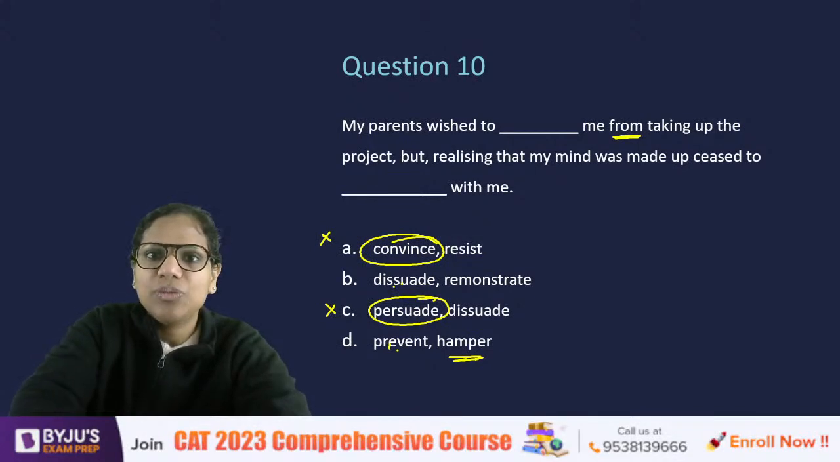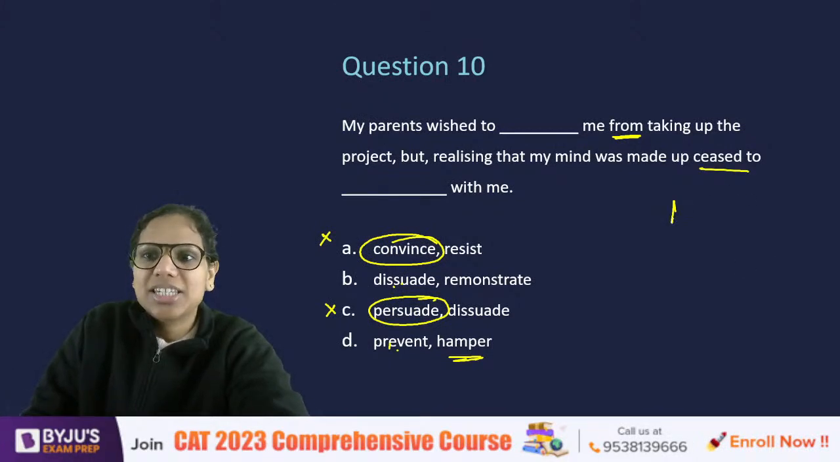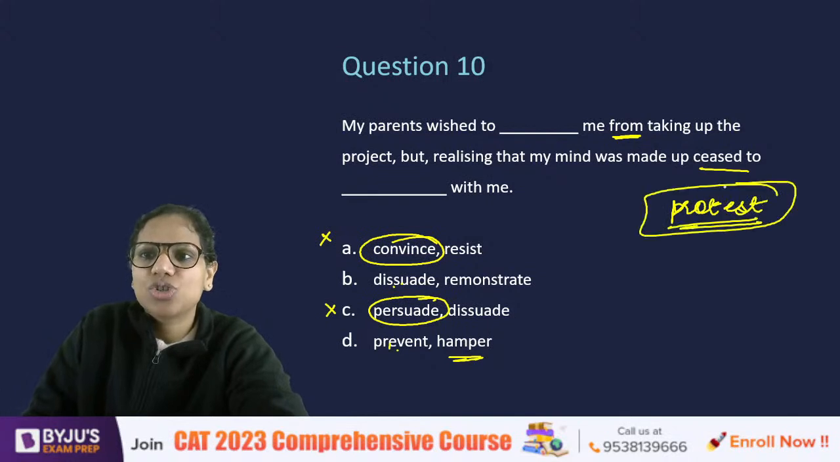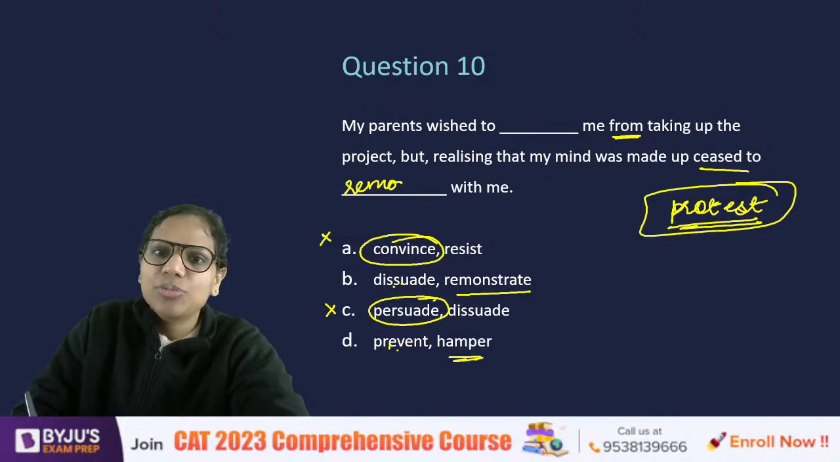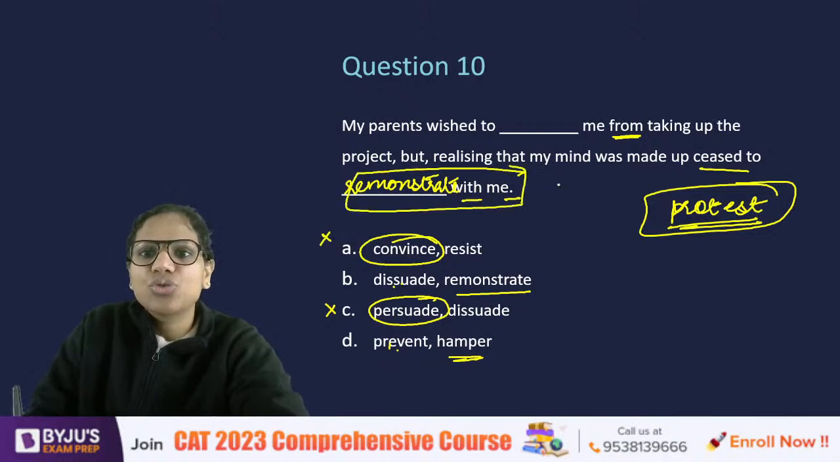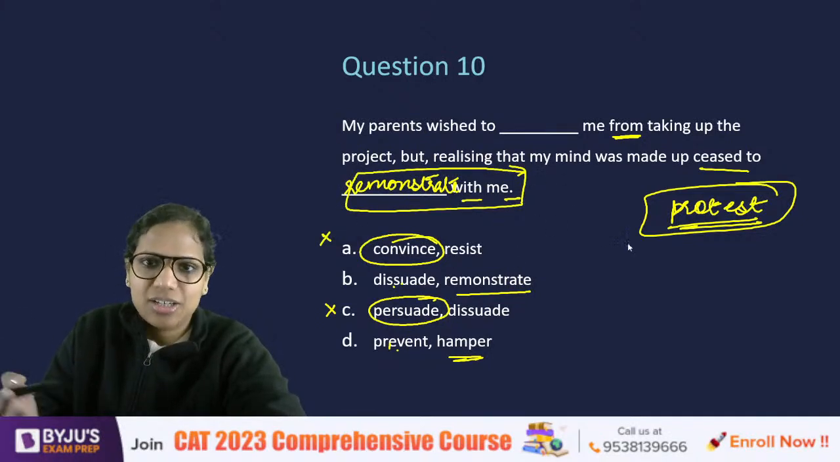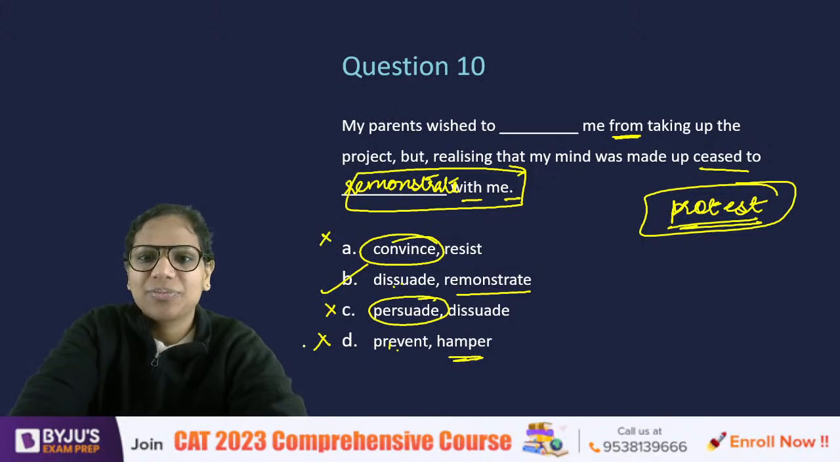So they stopped trying to protest, they stopped protesting. That's something that I'm looking at. They stopped dissuading, they stopped protesting. So remonstrate is the word for that. And this is how remonstrate is used: remonstrate with someone. So they ceased to remonstrate, to protest. Okay, that is the idea. B Bangalore, not D Delhi. Okay, hope this makes sense.